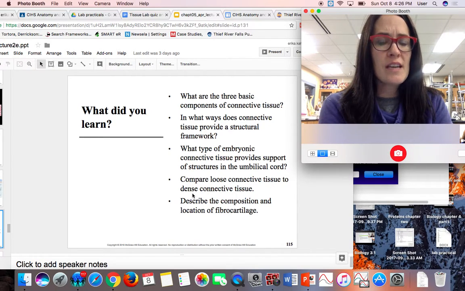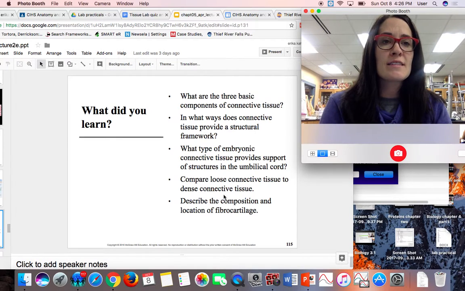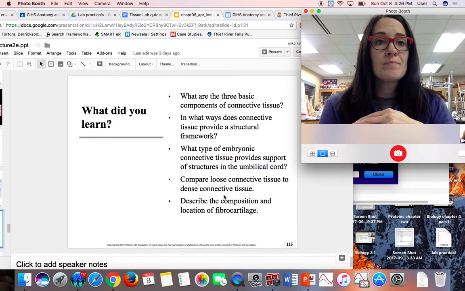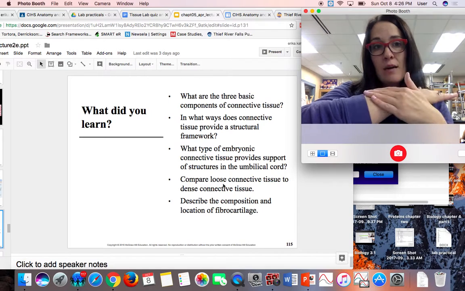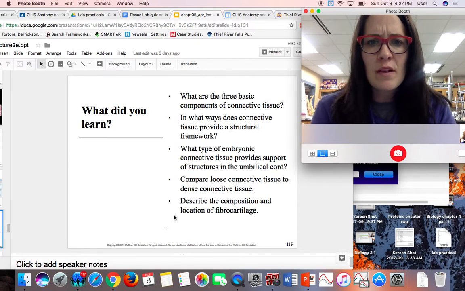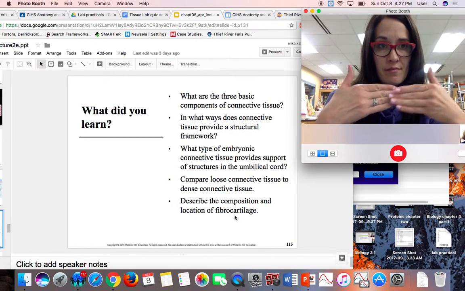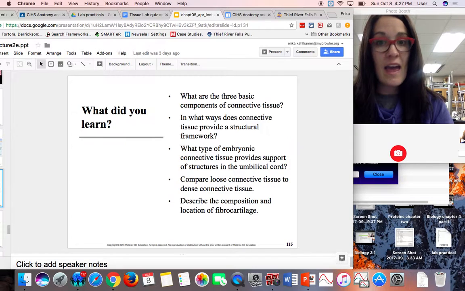Comparing loose connective to dense, the dense connective tissue had the lasagna layers, so more organized, and it was in tendons and ligaments. And it didn't have good blood supply. Loose connective tissue was found in the dermis, and it does have good blood supply. And the location of fibrocartilage, we find this in the pubic symphysis. We also find it in the intervertebral discs. And that is the end of the connective tissue specifics.